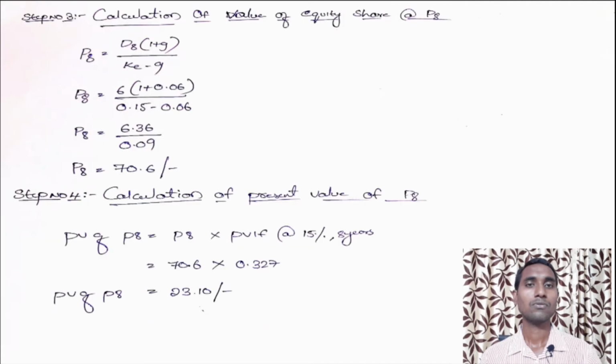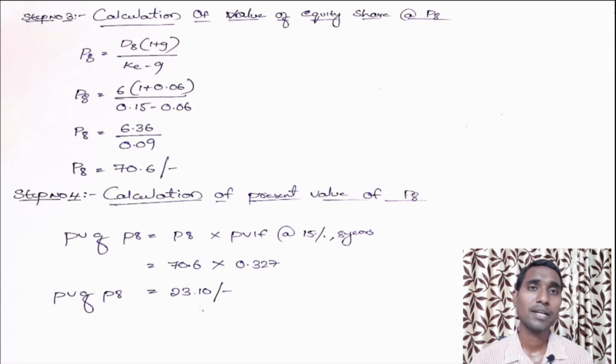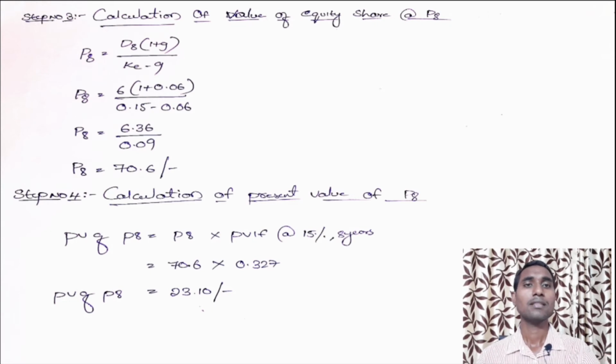Now let us move to the third step. What is the third step? Third step is calculation of value of equity share at the end of 8th year. At the end of 8th year, the first 4 years the dividends were growing at 18%, the second 4 years the dividends were growing at 12%. Now from the 8th year onwards the dividends will grow at 6%. So we need to find the value of equity share at the end of 8th year.